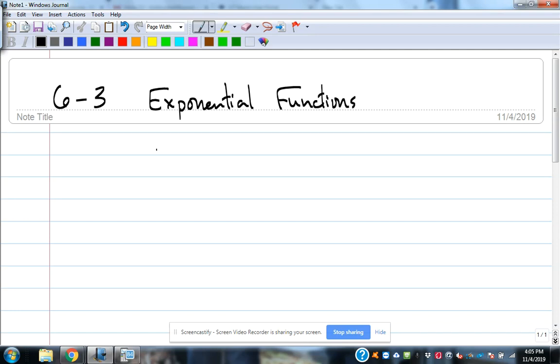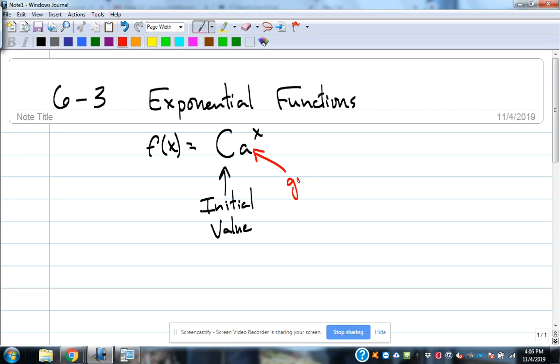Exponential functions look like this. They have f of x equals c times a to the x. This c is what we call the initial value. And then the a, that's the base to that exponent of an x, is either the growth or the decay factor. Okay, growth or decay factor.